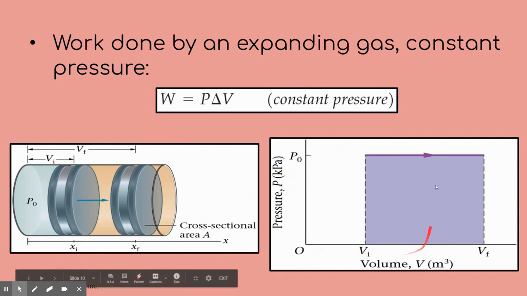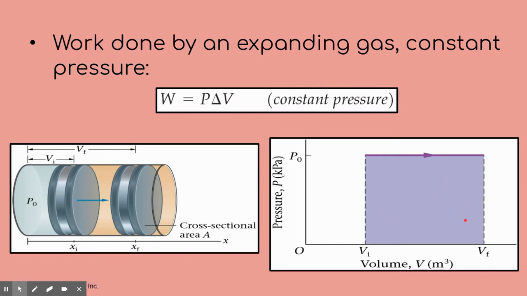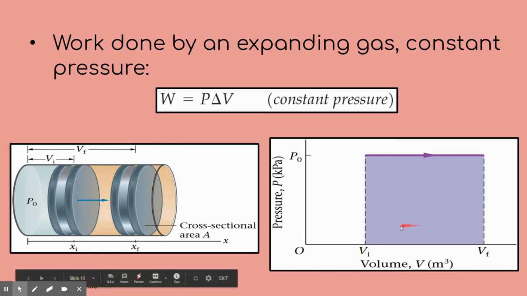Here is what a curve would look like for a constant pressure system. This is pretty easy to figure out, and this area right here would be the work done. Whatever is under this line is our work. Here it will be very easy to calculate because it's a nice rectangle and we know how to find the area of a rectangle.